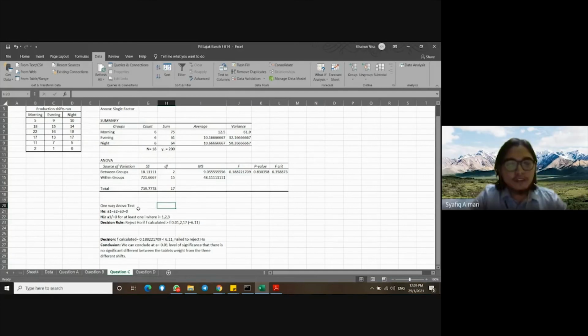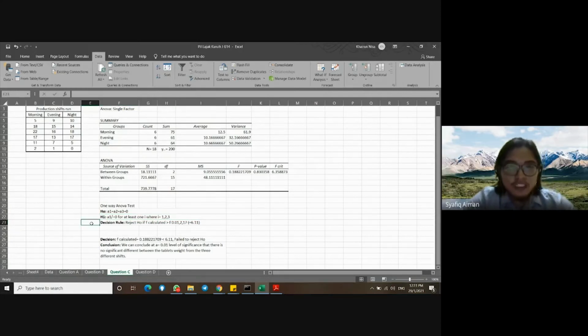For the one-way ANOVA test, we have H naught: A1 equal to A2 equal to A3 equal to 0, which represent morning, evening, and night. For the H1, A1 not equal to 0 for at least one i, where i is equal to 1, 2, and 3.